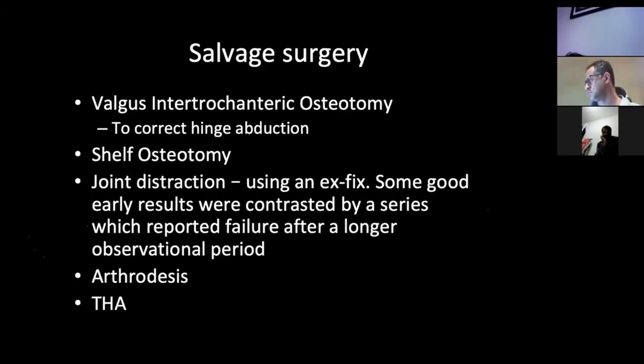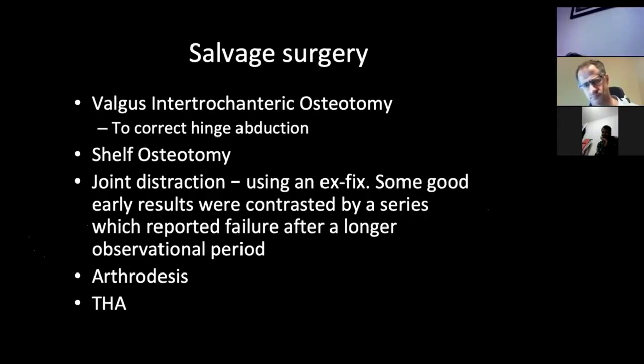So if you've got hinge abduction, this won't work. Shelf osteotomy with joint distraction was popularized a while ago. You put an X-fix in the pelvis and an X-fix in the proximal femur, and you distract the joint. The short-term results were quite good, but apparently the long-term results didn't show any difference.